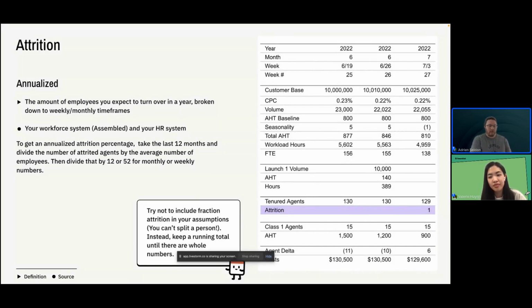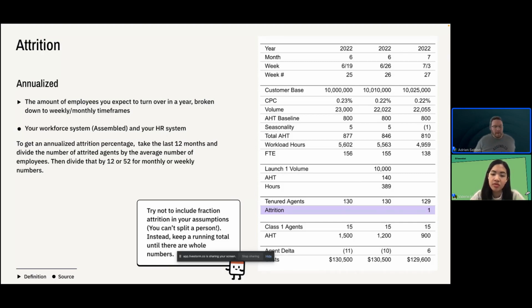And the first thing that it does is we're going to look at your attrition, your annualized attrition. That's just basically the amount of employees that you expect to turn over in a year, broken down into the weekly view that we're looking at here. Ideally, you're going to get this from something like your workforce system, like Assembled, or even your HR system.